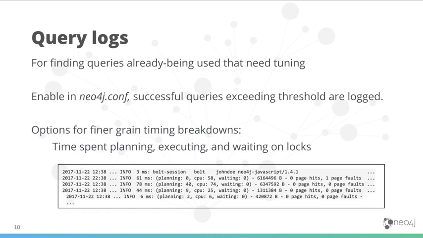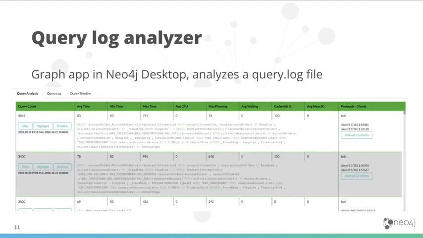Query logs are going to be helpful, especially for finding queries already being used that need tuning. You can enable this in neo4j.conf for enterprise Neo4j. Successfully executing queries that exceed a timing threshold get logged, and if you turn on some additional configuration parameters, you can see some finer-grained timing breakdowns between planning, execution, waiting on locks. You can check for page faults, page hits, bytes used, and that helps you interpret what's going on in the query log.